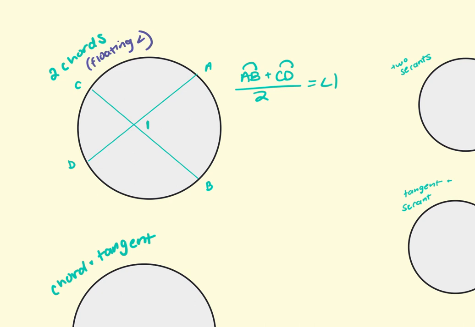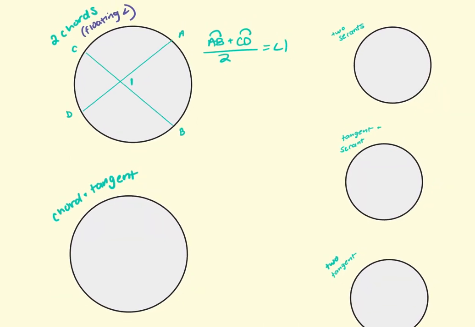Then came a chord and a tangent. Actually, I think the order was reversed on that, but in this section you had both of these. So if I have a tangent and I have a chord, the angle formed by it is also the length of half that arc. So similar to an inscribed angle, angle 1 would equal 1/2 AB. So the angle formed by a chord and a tangent is equal to 1/2 the arc it intercepts.